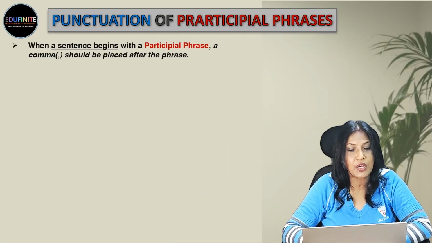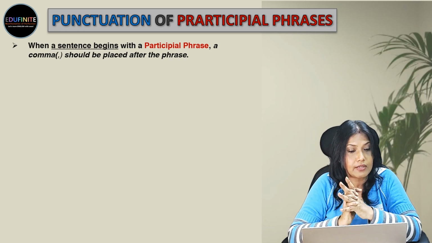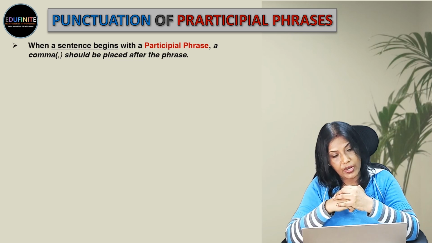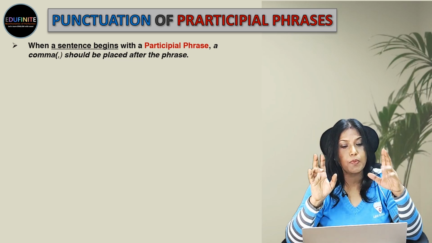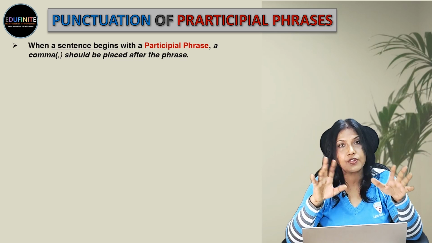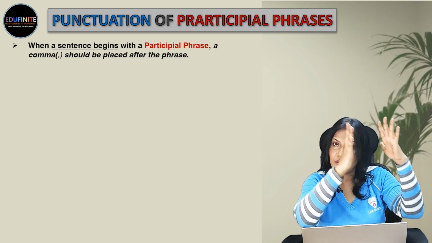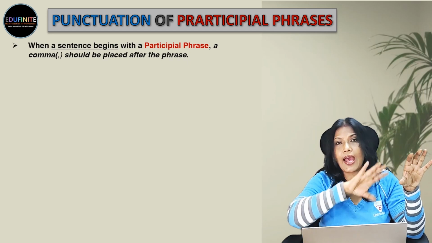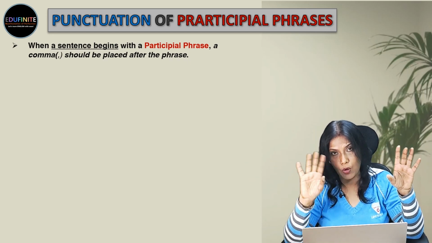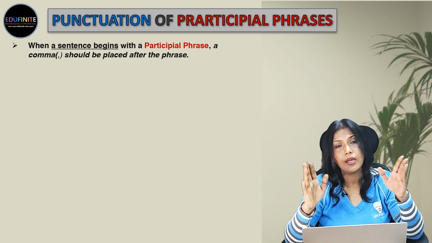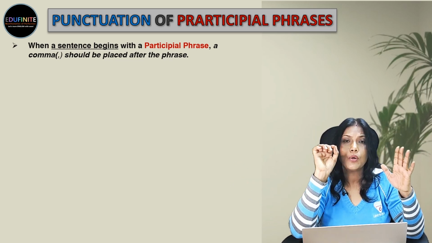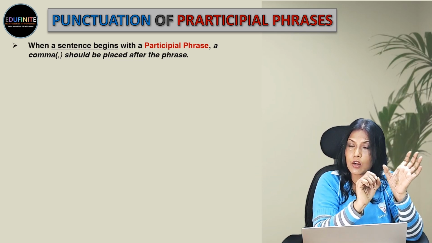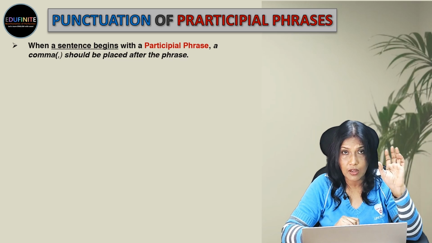Okay, now the punctuation of the participle phrases. Well, when a sentence begins with a participle phrase, a comma should be placed after the phrase. So, if the participle phrase is at the beginning of the sentence, and then we have the rest of the words following, you have to separate the participle phrase from the rest of the sentence by putting a comma at the end of that particular participle phrase.